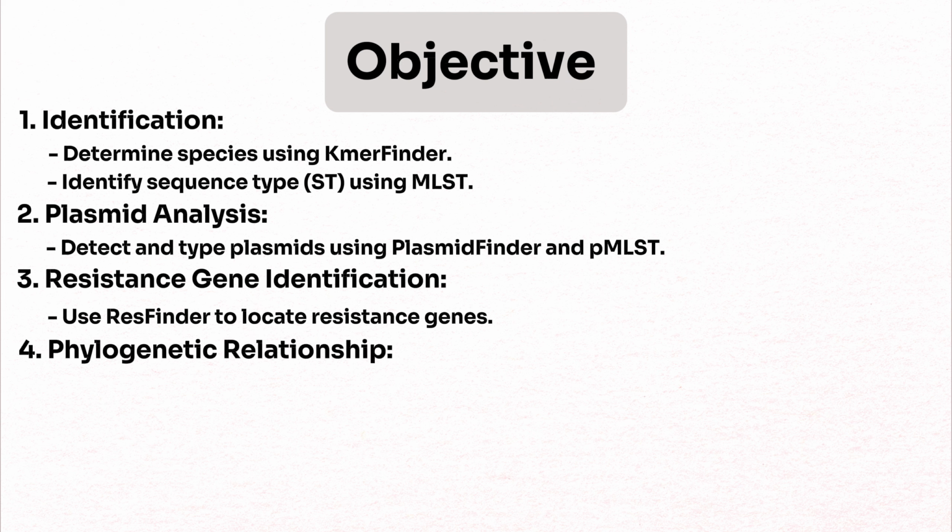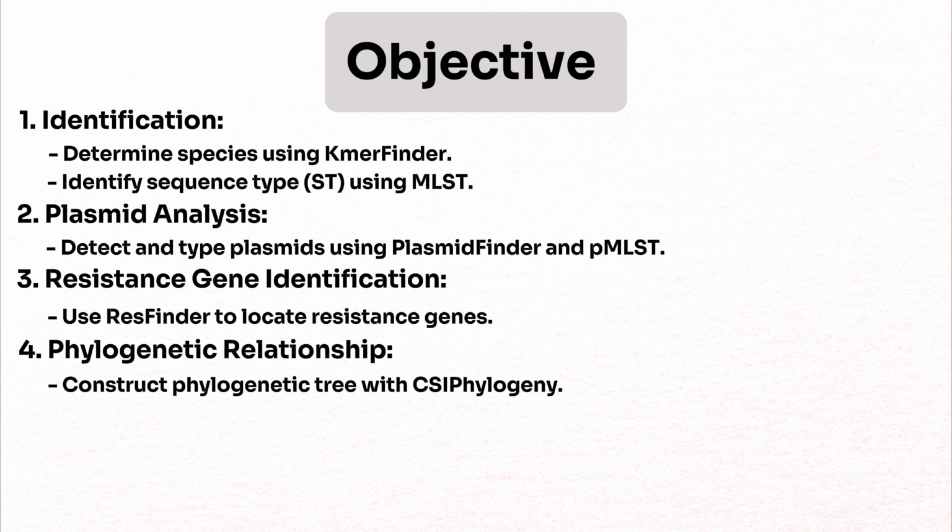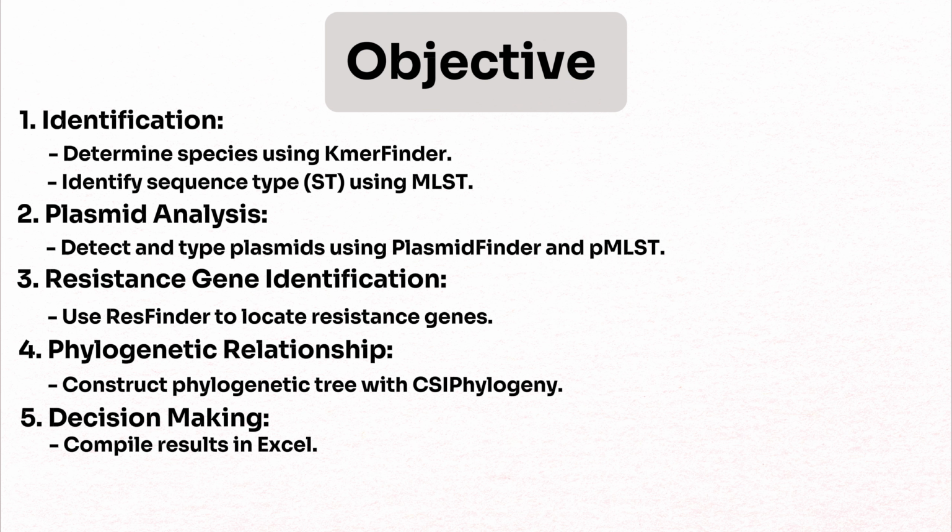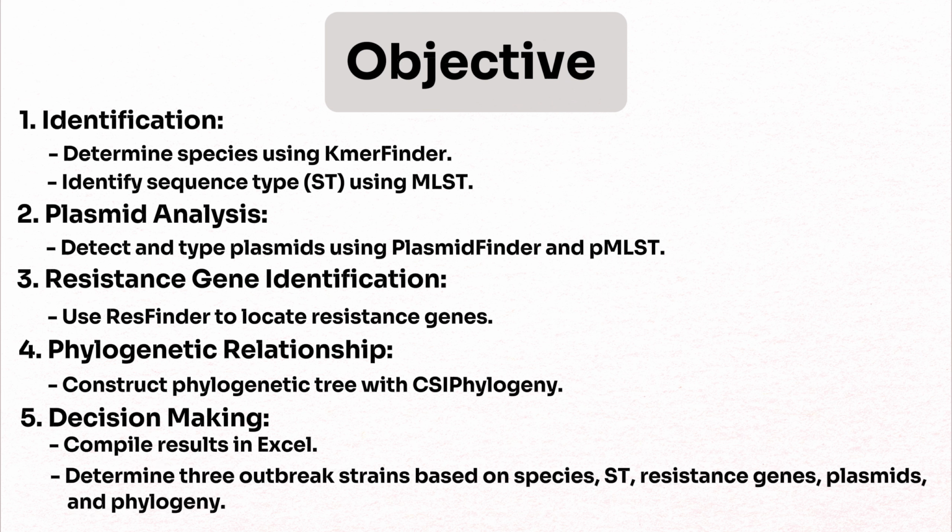4. Phylogenetic relationship, construct a phylogenetic tree with CSI Phylogeny. 5. Decision-making, compile results in Excel. Determine 3 outbreak strains based on species, ST, resistance genes, plasmids, and phylogeny. Let's start with knowledge about the tools and techniques, starting with Kmer Finder.